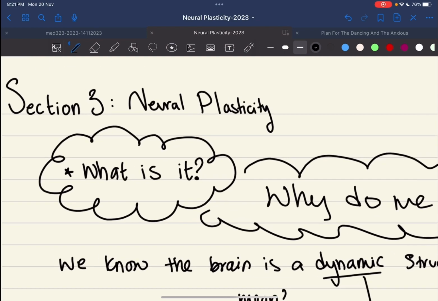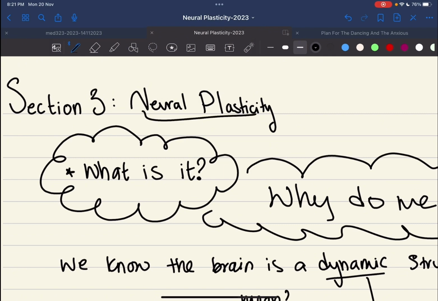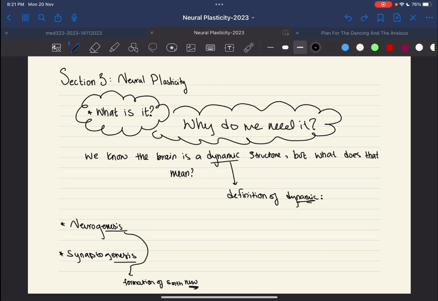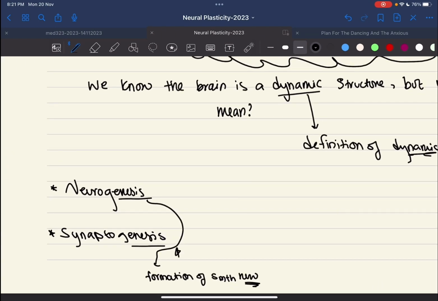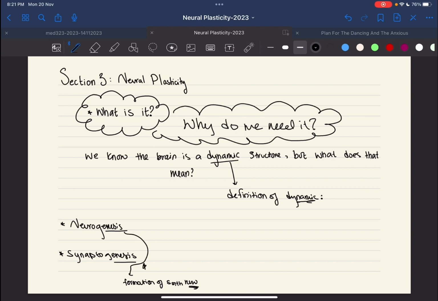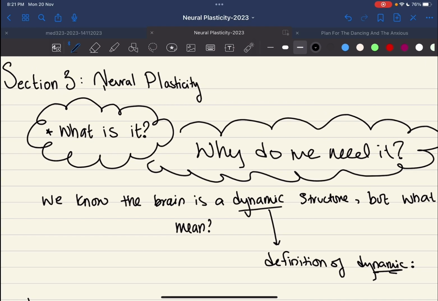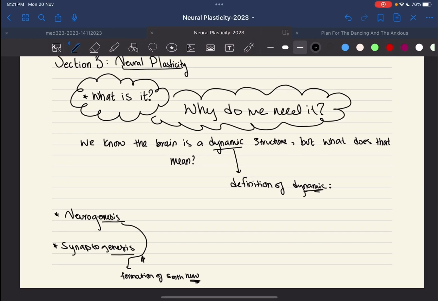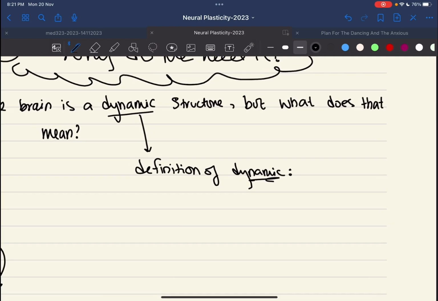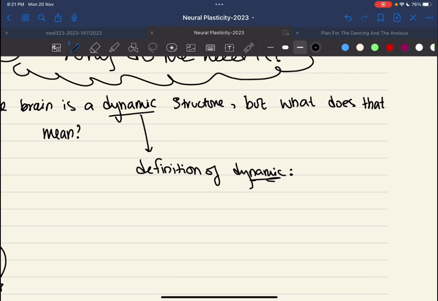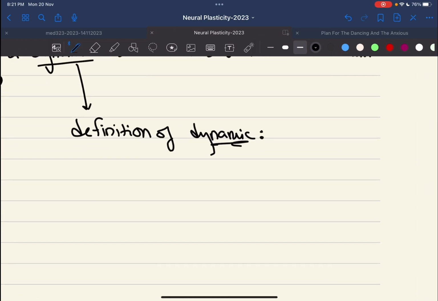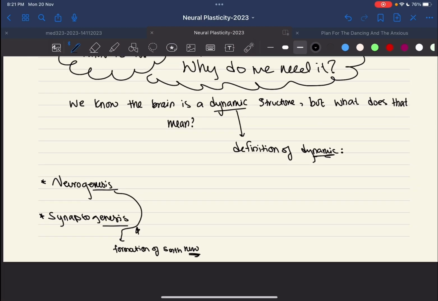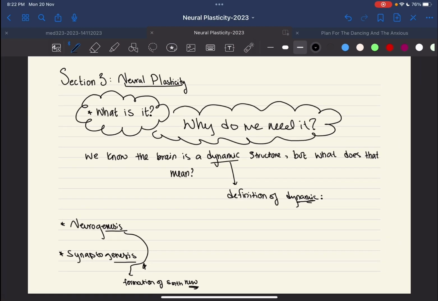Moving on to the next section, we're going to be talking more in depth about neuroplasticity. So we talked a little bit about synaptogenesis, and we are going to talk about it a little bit more. But before we go into that, let's ask ourselves, what is neuroplasticity and why do we need it, and what does it do for us? So we know that the brain is a dynamic structure, but what does that mean? Dynamic means something that is easily changeable. So what does it mean when we say that the brain is easily changeable? This means that the brain can adapt to different learning experiences and different situations through neurogenesis and synaptogenesis. And this is what neuroplasticity is.